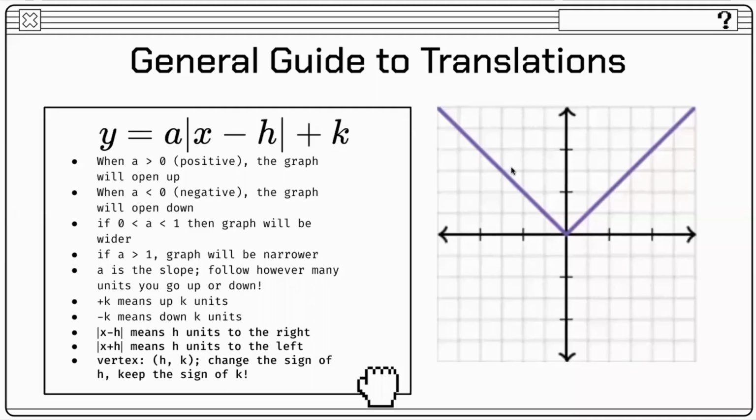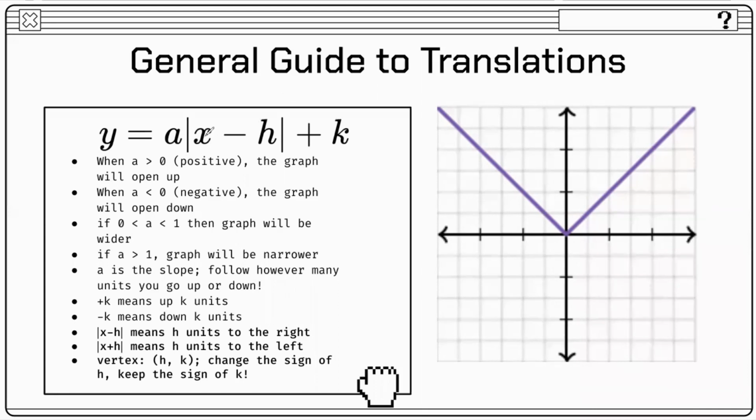Now here is a general guide to translations when it comes to absolute value functions, and some of this information can be applied to a bunch of other different functions, so I do recommend that you try and get to know this, since it'll definitely be useful in the future. Now your most basic absolute value function is y equals the absolute value of x, but you'll see that they're going to start adding some things called translations that are going to change how your graph looks.